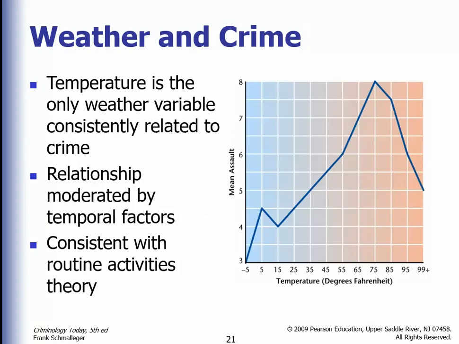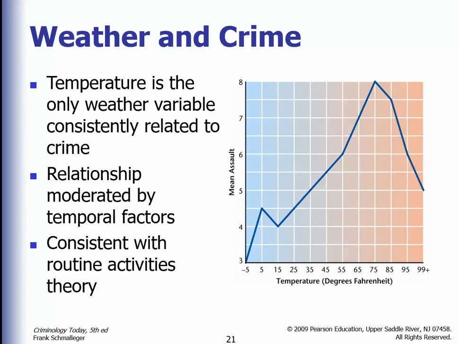Weather. Well, we talked about weather already. Temperature is said to be the only weather variable that's consistently related to crime. And I think all of us can identify this. As the temperature goes up to a certain point, as you can see from the chart here, assaults and violent crimes go up. In this case, it suggests that at 75 degrees is when it peaks.